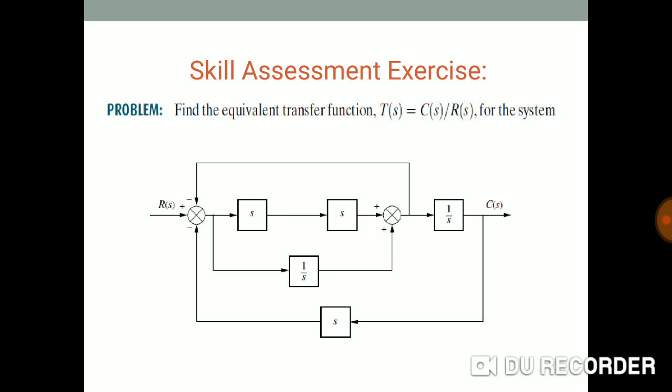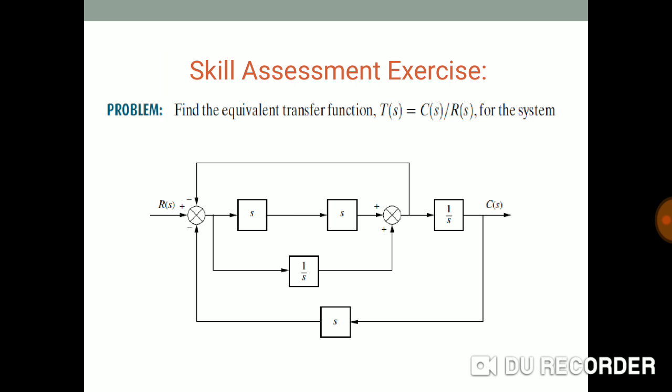This is the skill assessment or exercise. It's very simple. You can solve this transfer function. You have to find out C of s upon R of s. It's very simple. The two s blocks are in a series. You can go for that in a series. Then solve this feedback. That is s into s, then 1 upon s. But this is not a feedback. This is in a parallel.